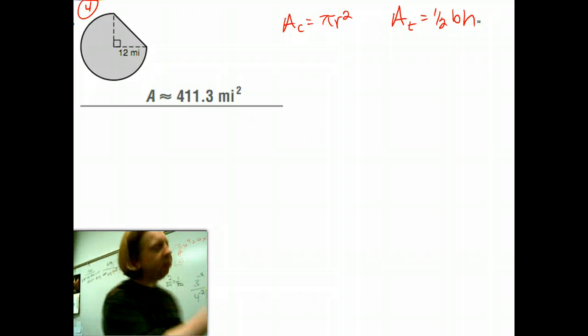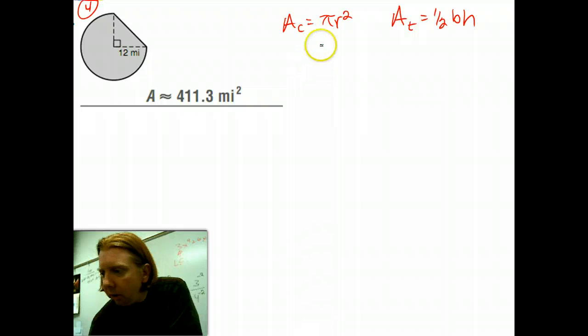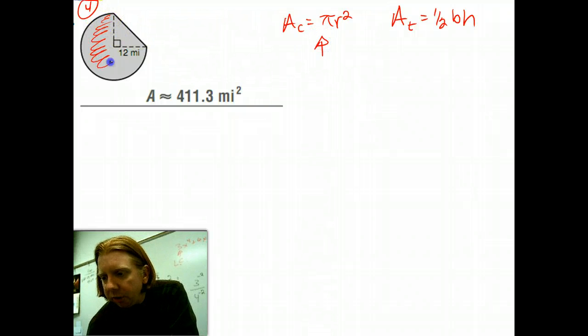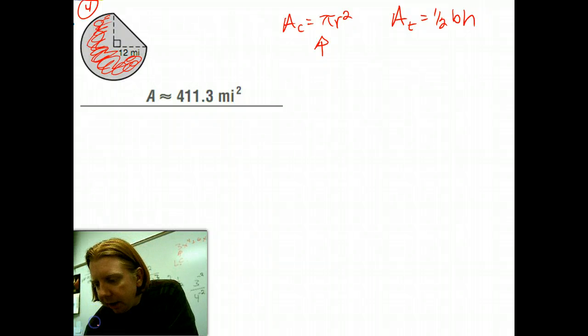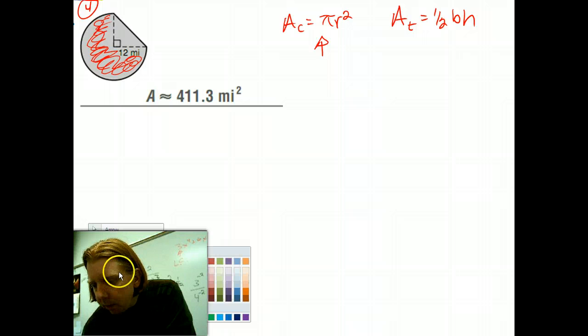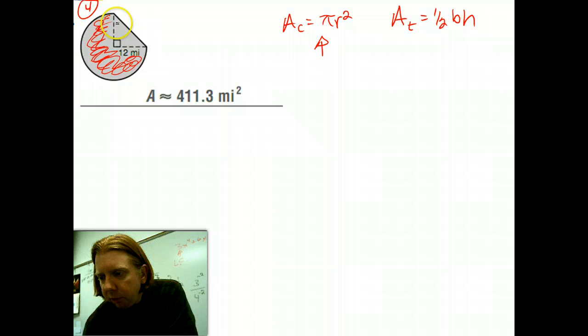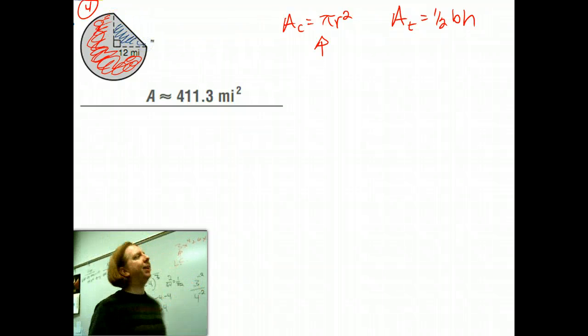So I look at this. What I'm really looking at when I say circle, it's not a full circle, is it? It's 3/4 of a circle. That's this region here. And then I've got this triangle right here. Excuse me, that's being added to it.